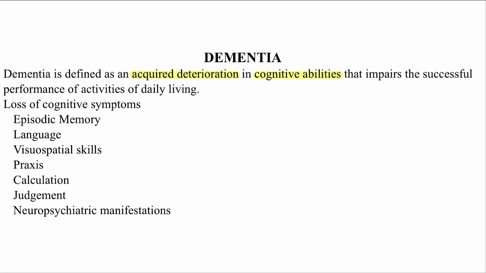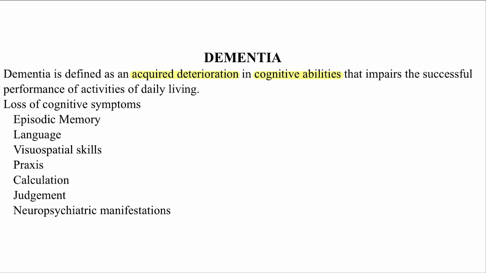We spend our daily lives with the help of cognition. We do our daily work, daily course with the help of our cognition. What comes in our cognition is memory, intelligence, speech, judgment, behavior, mood, and problem solving, praxis, visuospatial abilities. So these all are the domains of cognition, and when cognitive abilities deteriorate and they are acquired in nature, that is the definition of dementia.